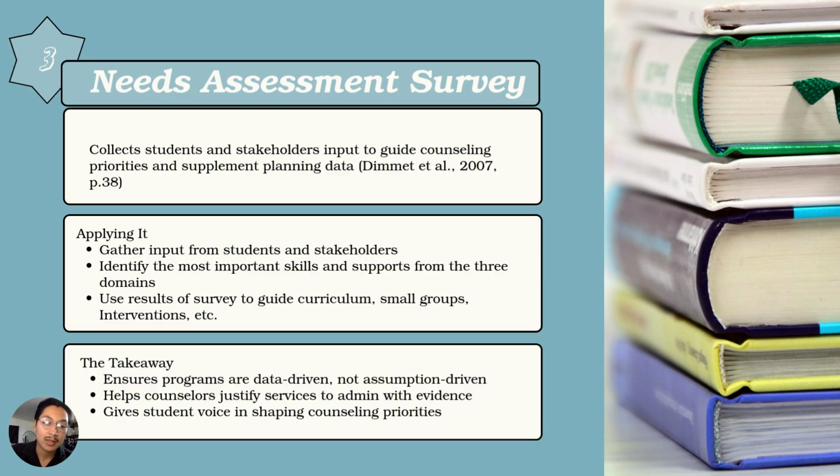So that you're really having them give input. Because if you think about it, if you're going to do an intervention and you're not thinking about what the students' needs are and you're just assuming that this is what they need, how are they going to engage or connect with the group or that intervention, right? So when you're applying it, you're gathering input from students and stakeholders, you're identifying the most important skills and supports from 3 domains, and you're using the results of that survey to guide curriculum, small groups, and interventions, any intervention that you're going to be applying. It can be anything that is a Tier 2 or Tier 1 service as well.